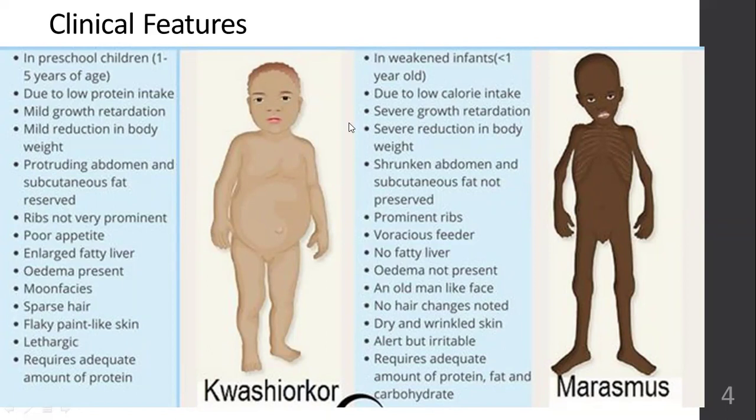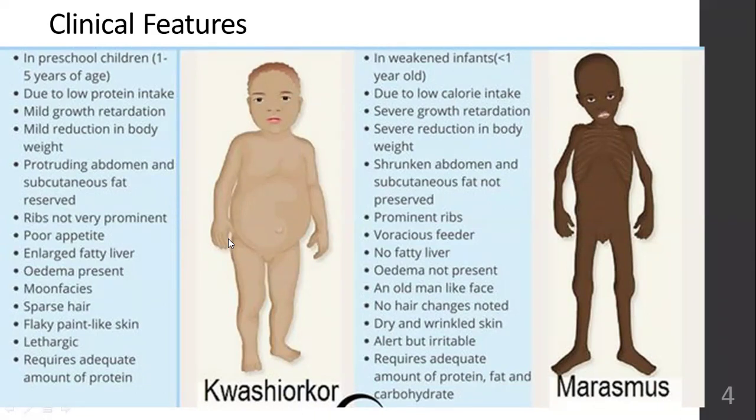There is moon face because of fat present under the skin, as well as water retention. The child will have sparse hair changes, and also the color of the hair becomes lighter. And the skin will be like flaky paint, scaly skin, like fish scales. It dries off and comes off, and it has a sheen. It has a reflection.